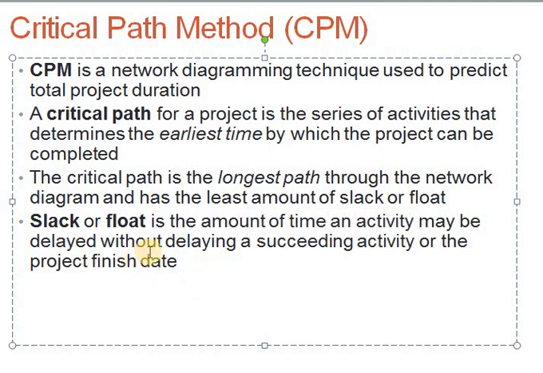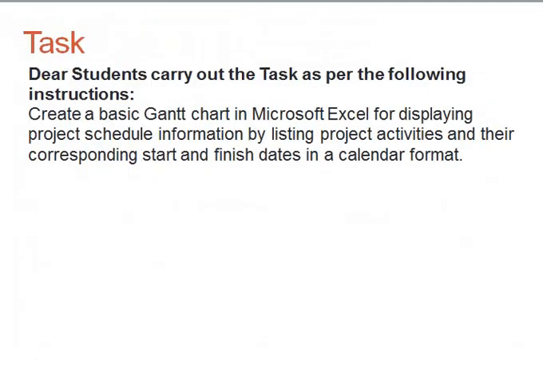So basically, slack or float is the time measure that shows the amount of time we can delay an activity without delaying the next activity and the project finish date.